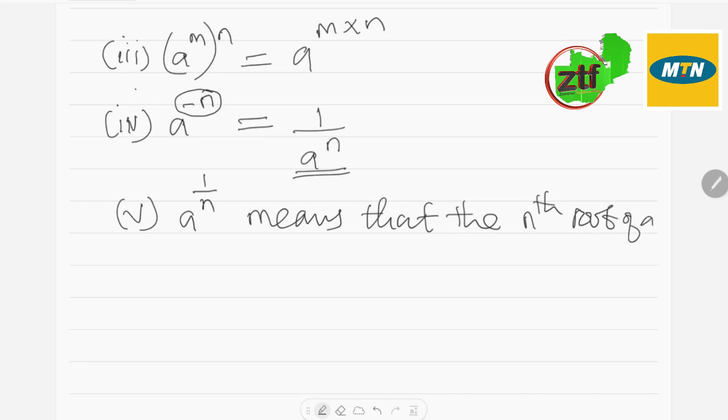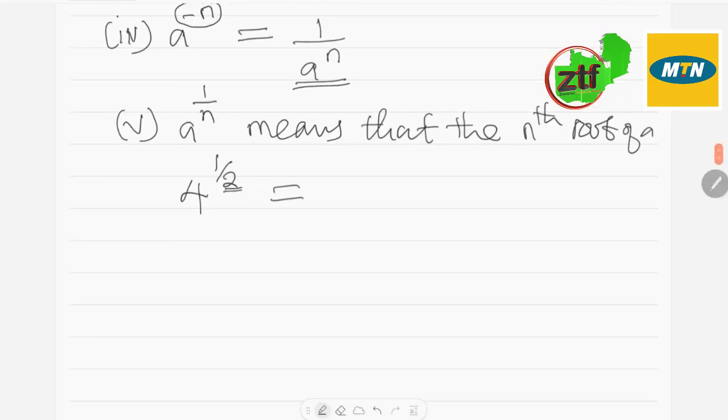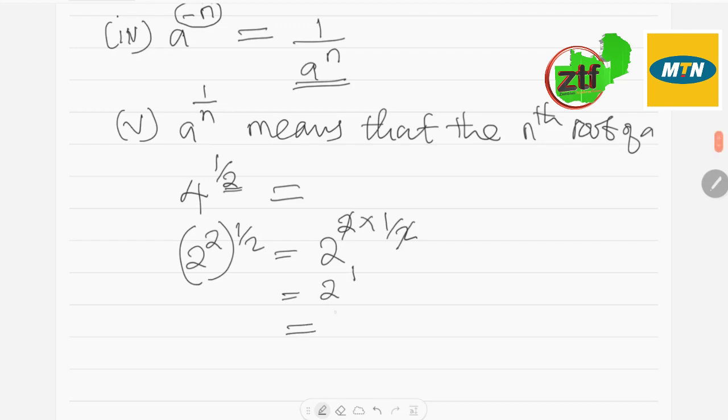That's what it means. So, for example, if we have 4 to the power 1 over 2, since the denominator of this index is 2, we are saying this is the square root of 4, which can also be expressed as: 4 is the same as 2 to the power 2, everything multiplied by 1 over 2. Remember the rule that we've just revised. Then we are saying this is 2 to the power 2 times 1 over 2, and you can see that this and this can eliminate. Then we have 2 to the power 1, which is the same as 2. So that is what it means here.